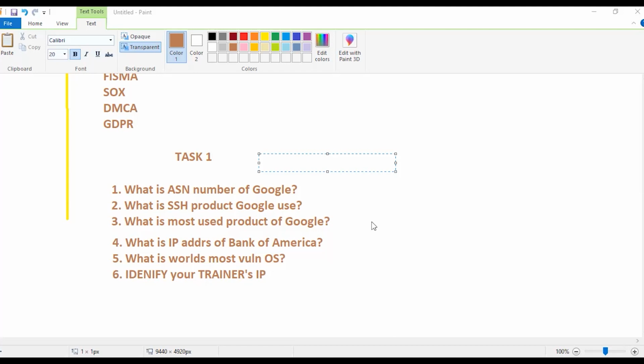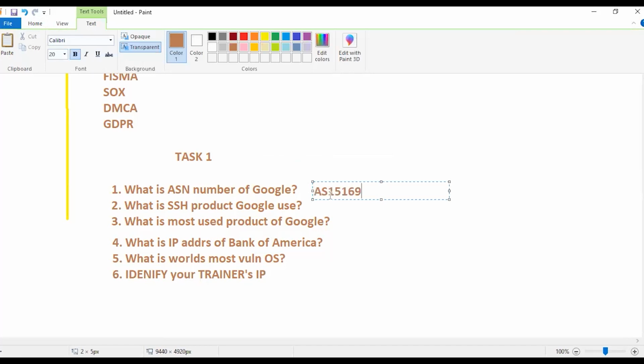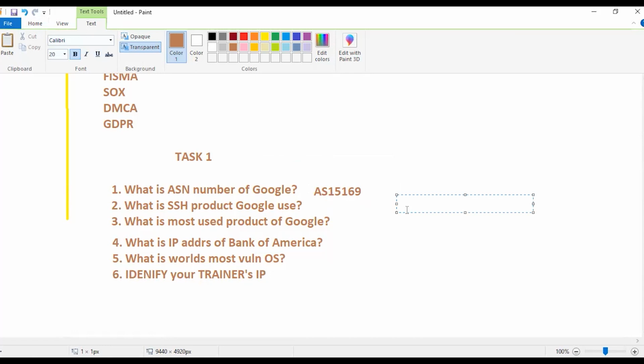Sir, PuTTY or something, maybe? I'm the one asking the question. Sorry. The SSH product. Anyone knows? What is the SSH product Google uses?